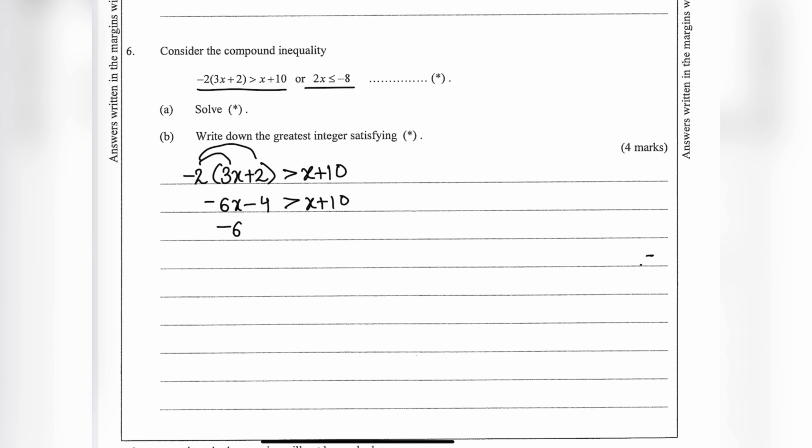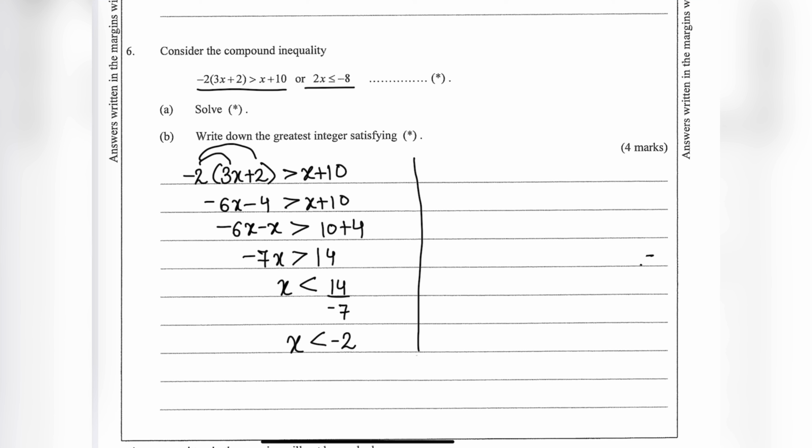Now we'll send x to the other side, it becomes negative, and 4 becomes positive. Negative 7x is more than 14. We know that whenever a negative value goes to the other side, the inequality sign will reverse. So we apply the same thing here. So x is lesser than 14 over negative 7. So the x value will be lesser than negative 2.